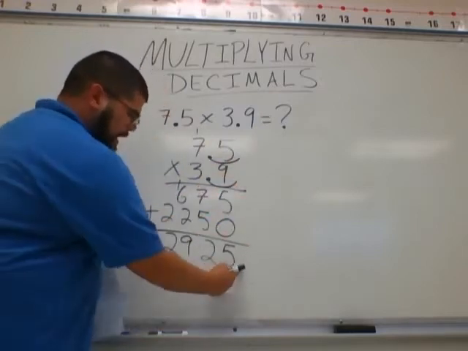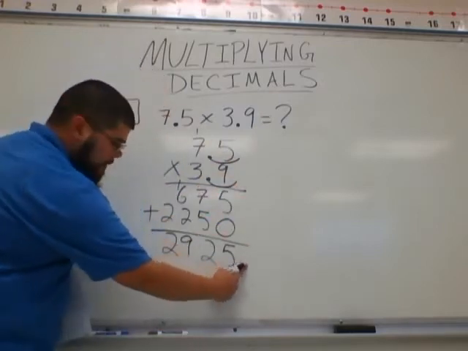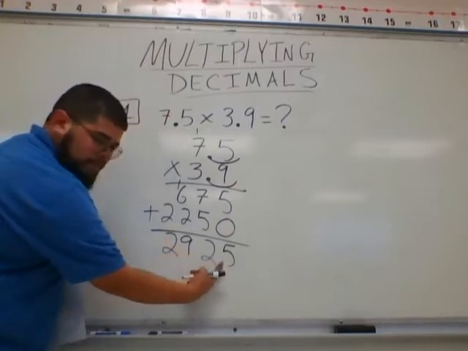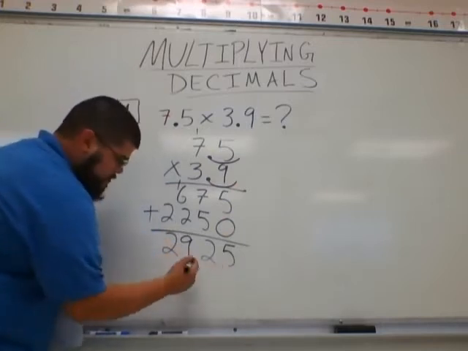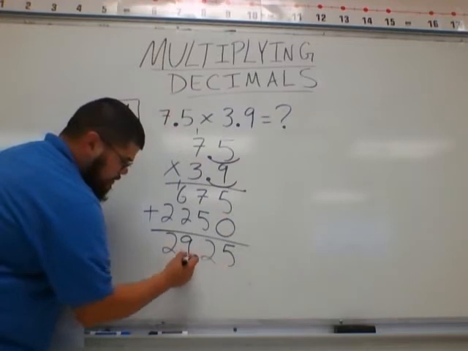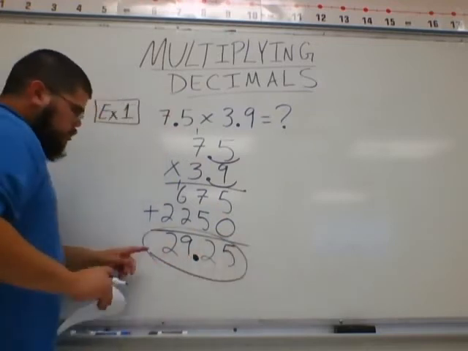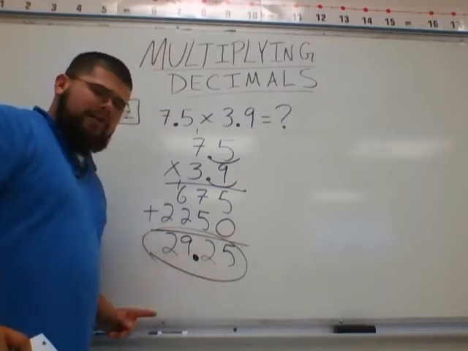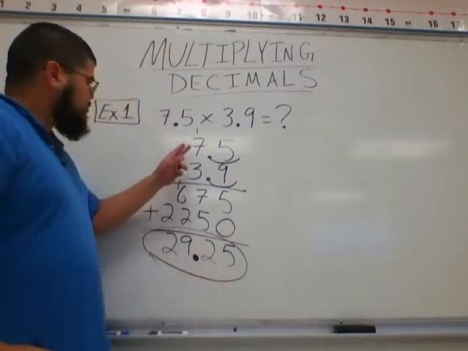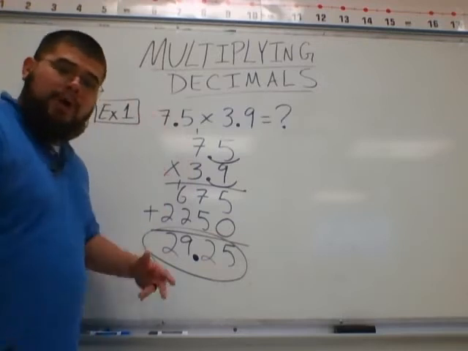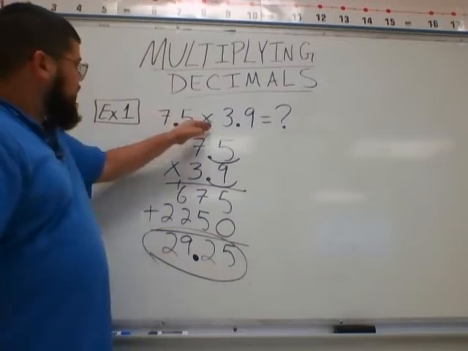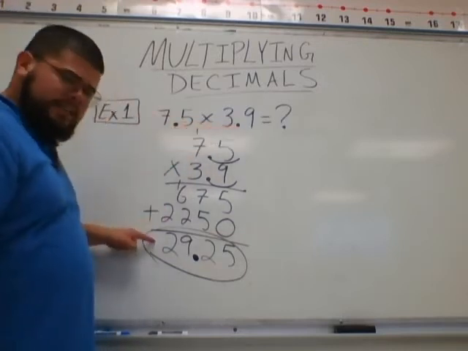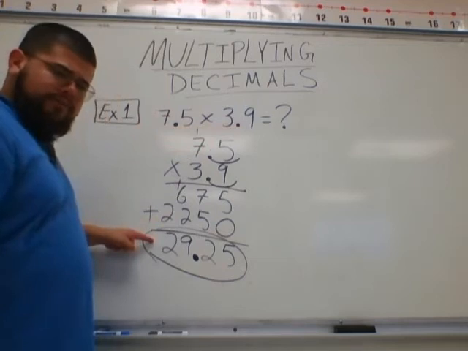What that means is we got to count from here. 1, 2. And this is where our decimal ends up. And this ends up being our answer. 29.25, or 29 and 25 hundredths. This is our answer to this multiplication problem. So the product of 7.5 and 3.9 is 29.25. Okay?